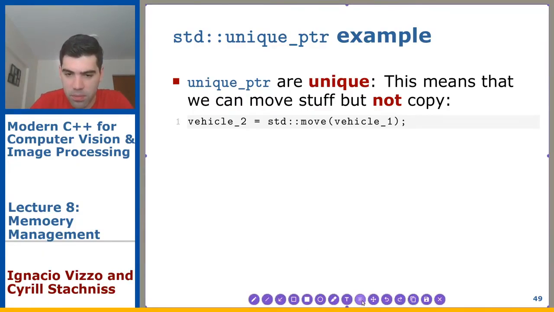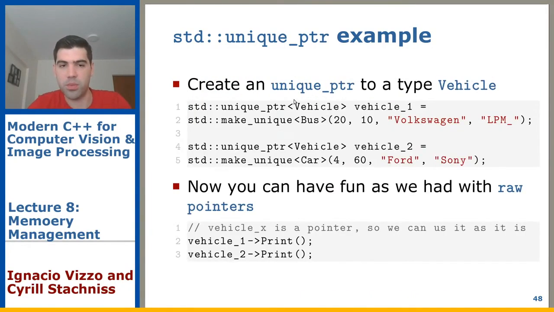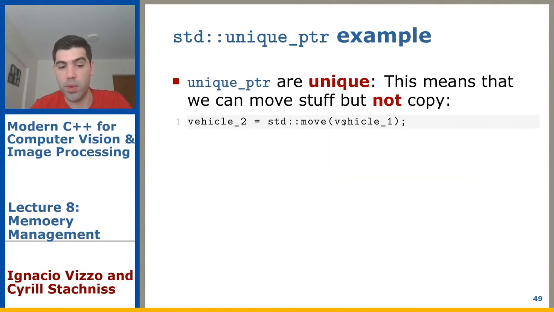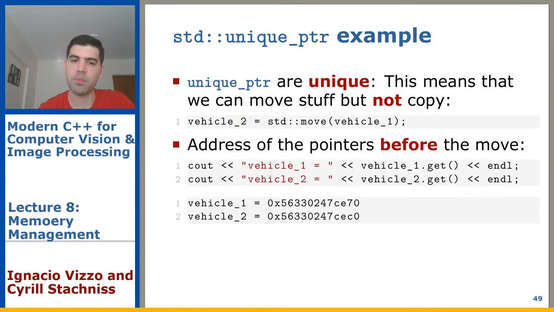So if you try to do this, like vehicle 2 equals vehicle 1, remember these were unique pointers, then you will get a compilation error because you cannot copy the content of vehicle 1 because it is unique. But you can move. This means you can take ownership. This means vehicle 1 will not be used anymore. I will take ownership of this object with std::move.